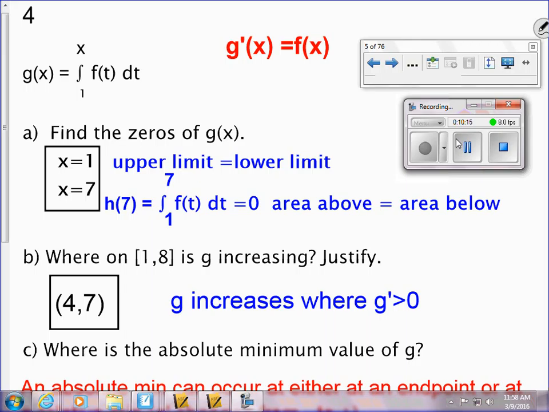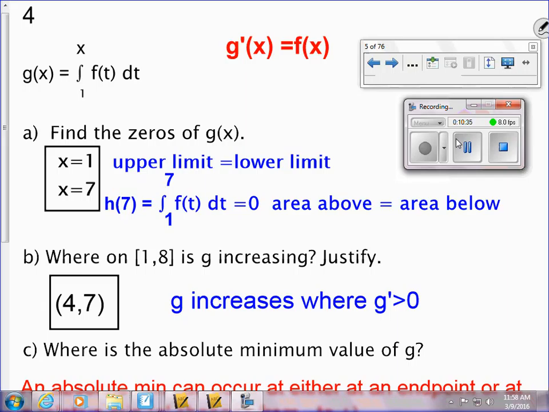So find the zeros of g of x. Questions on that part? See that 1 would be a 0 because it's a definite integral from 1 to 1. That's 0. Why would 7 be a 0? Why would the definite integral from 1 to 7 of f of t equal 0?